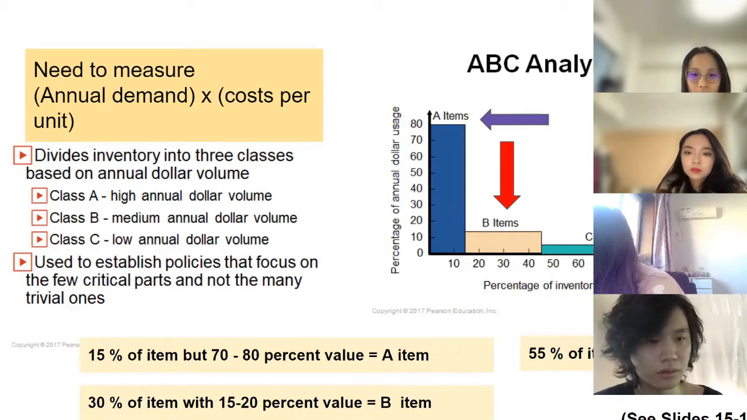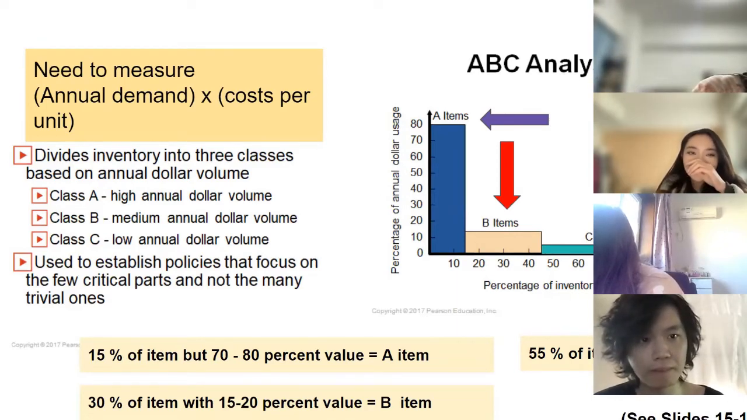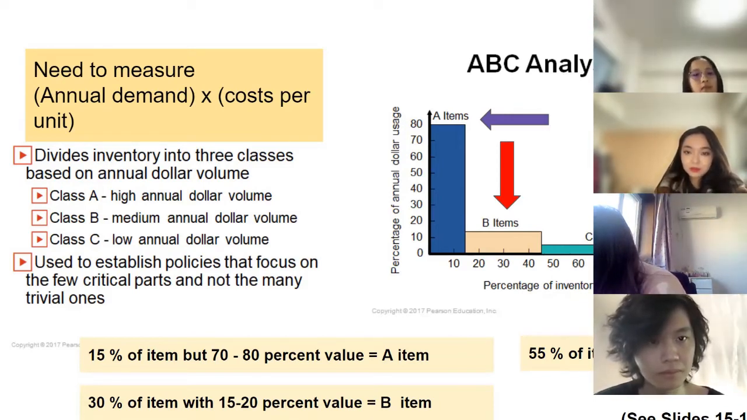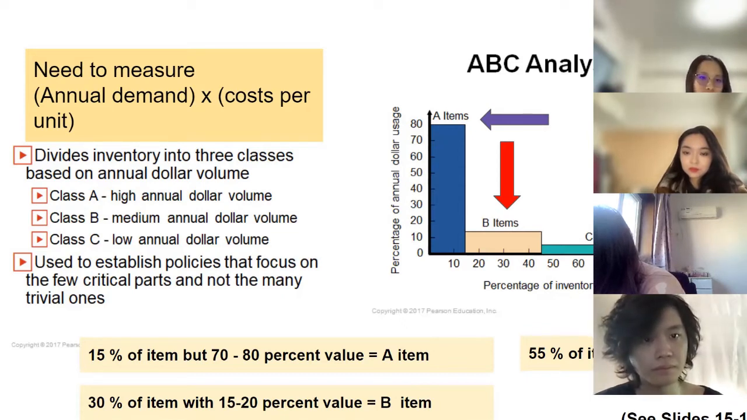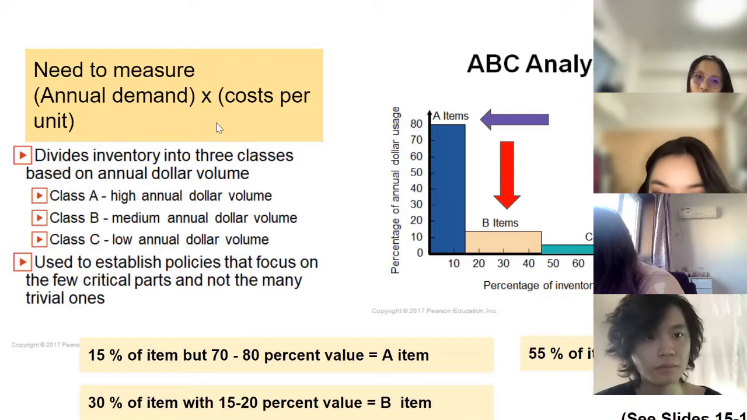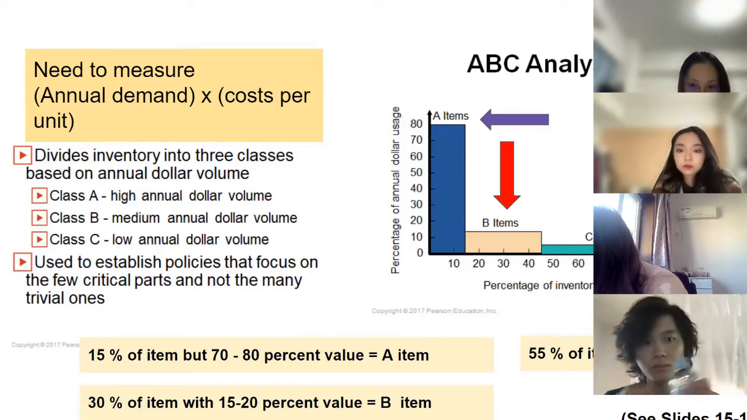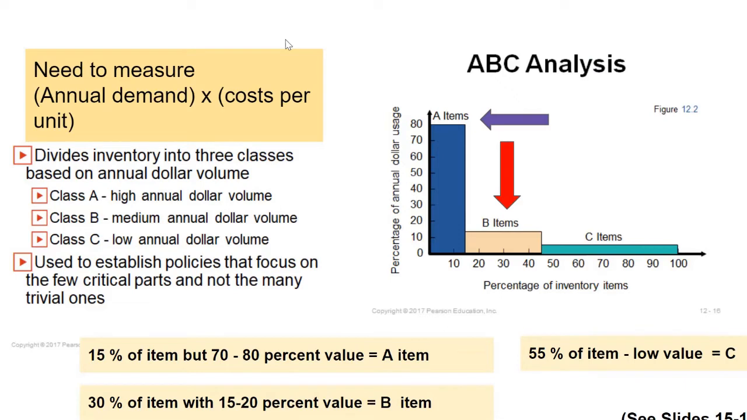Not the cover in the interior of the aeroplane, which is of less value. C items are many but low value, many but low value. So this idea, you need to see the example, then only you can appreciate this.